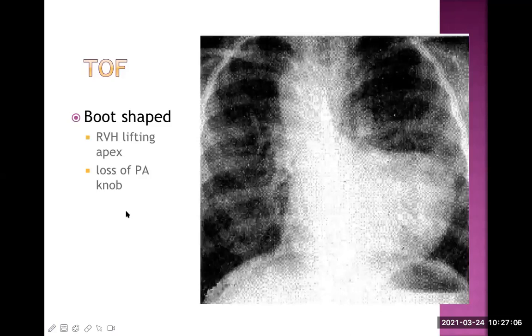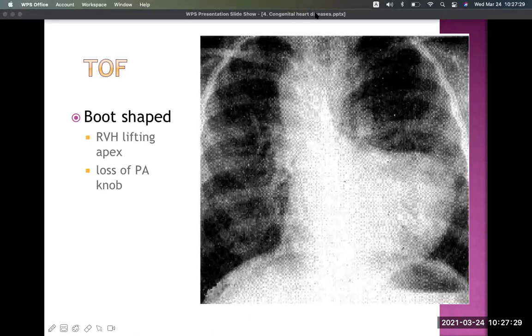Now look here. This is called tetralogy of Fallot, or TOF. Tetralogy of Fallot has four components. The first is pulmonary stenosis. Second is right ventricular hypertrophy. Third, overriding of the aorta. And fourth, VSD. Now the typical X-ray seen in tetralogy of Fallot is called boot-shaped heart.